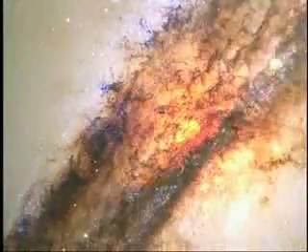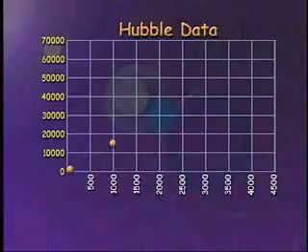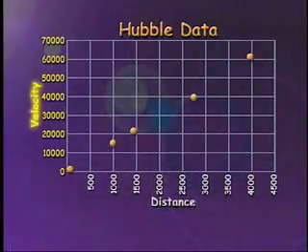The Hubble telescope was named after Edwin Hubble, who discovered that the universe is expanding, and the more distant a galaxy, the faster it appears to move away. Hubble's graph shows a linear relationship between distance and velocity.